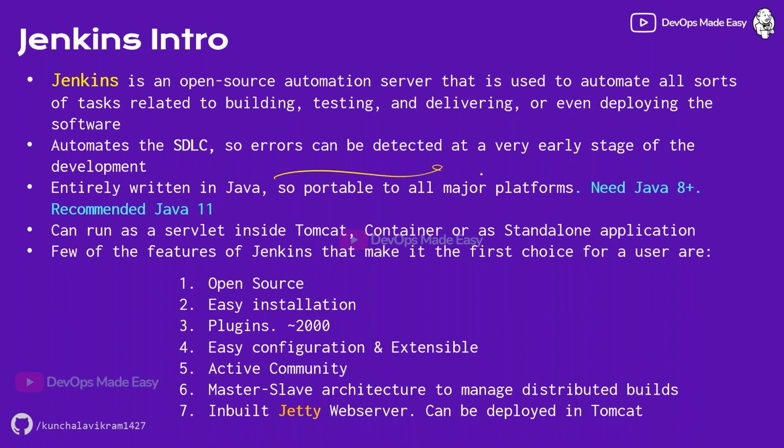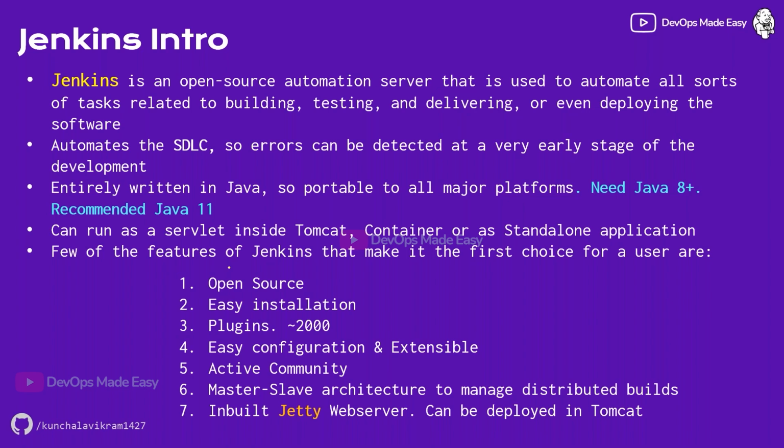So it is easily portable to all major platforms. Jenkins can run on Windows, Mac, Linux, any platform. It needs at least Java 8 plus. For all the latest Jenkins installations, the recommended Java version is 11. It is either 8 or 11. We'll be using 11. You can run Jenkins inside a Tomcat, as a container, or as a standalone application. We have various ways of installation.